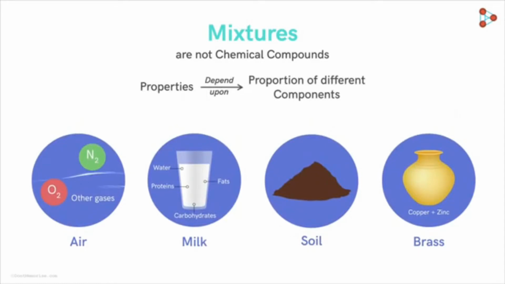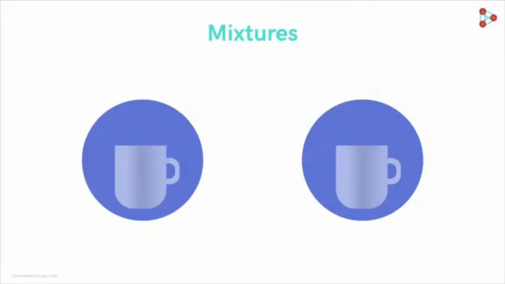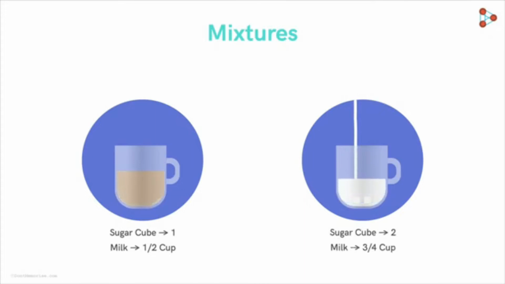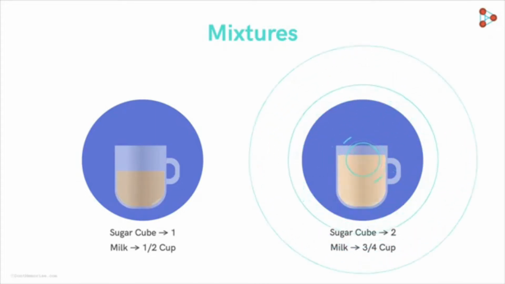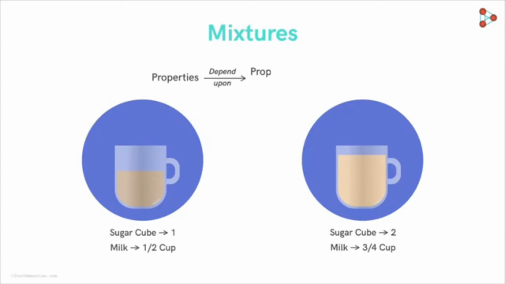To understand it better, let's make 2 cups of milk tea. Let's say we've added 1 sugar cube, 1/2 cup of milk, and tea leaves on this one, and 2 sugar cubes, 3/4 cup of milk, and tea leaves on this one. Since in the second one we added more milk, it will be lighter in color, and the addition of 1 more sugar cube will make it sweeter. Even though we put the same components in the cup of tea, there is a difference in properties.